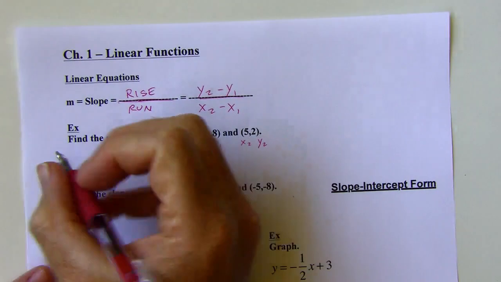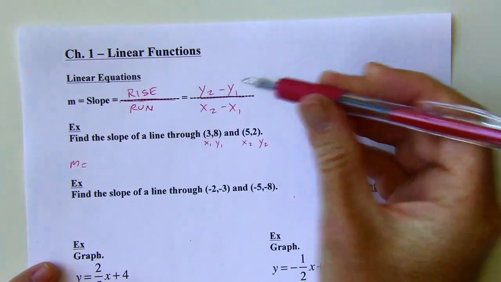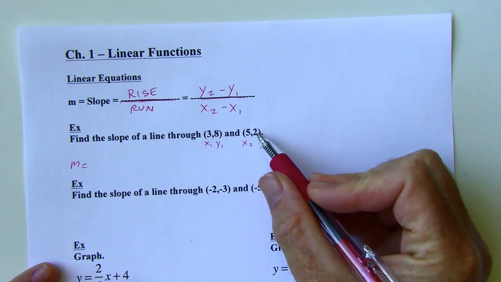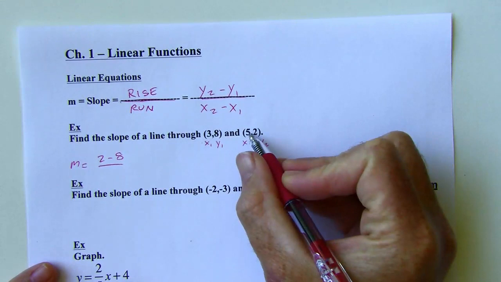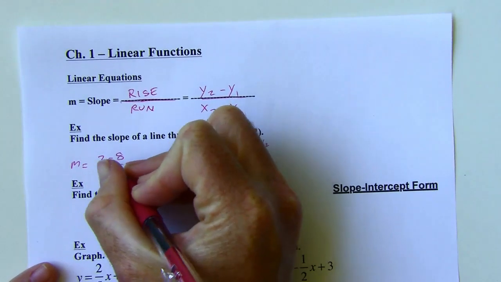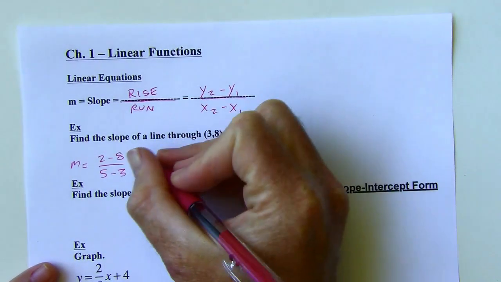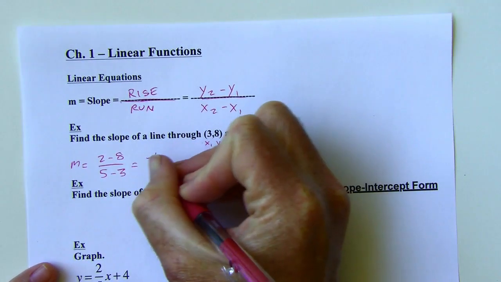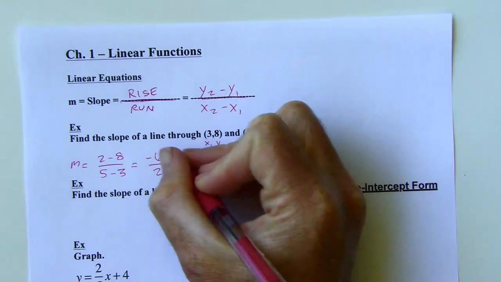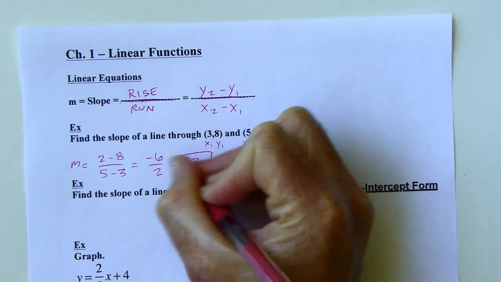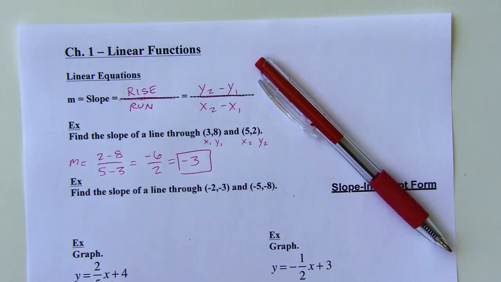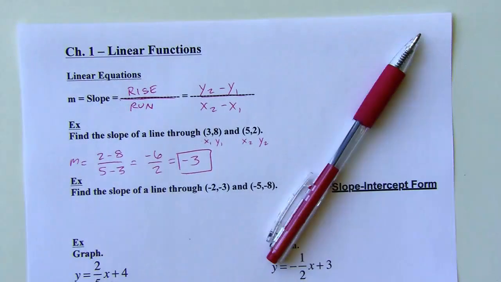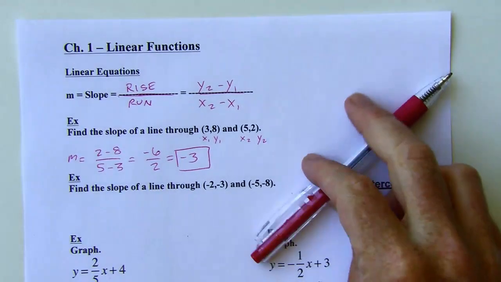In my formula then, I'm subtracting the y's on top, so I'm going to do 2 minus 8. And the x's on bottom, 5 minus 3. Then I'll simplify. So I've got negative 6 over 2. I can simplify that further to negative 3. So my slope is negative 3. A negative slope is always going to go downhill. A positive slope is going to go uphill, from left to right.